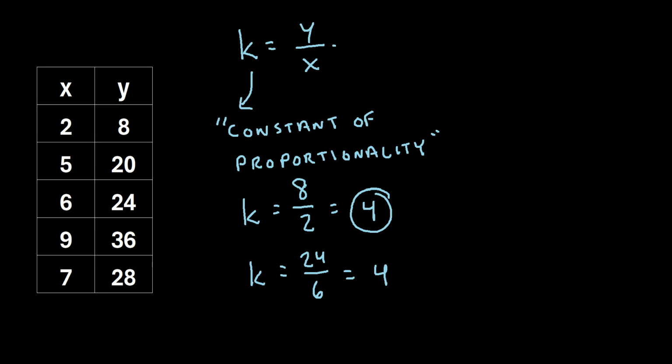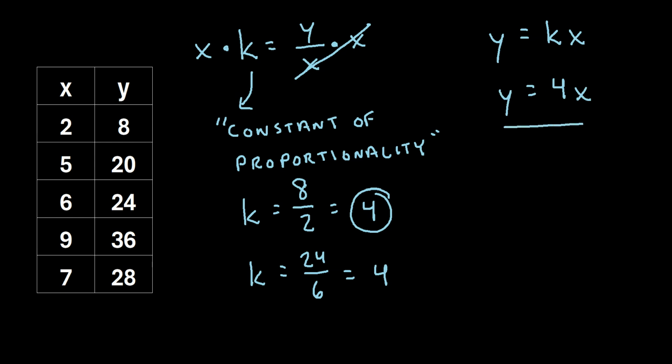Now, one thing we'll notice about this equation up here is that if we wanted to, we could solve for y by multiplying both sides of the equation by x. On the right-hand side, these x's would cancel out, and we would be left with y is equal to k times x. So once we've found this constant of proportionality, this value of 4, we can plug that in for k right here. So we get y is equal to 4x.